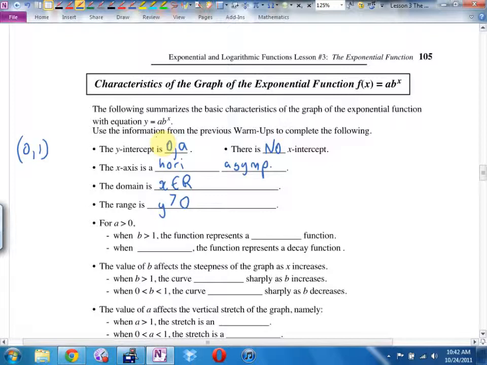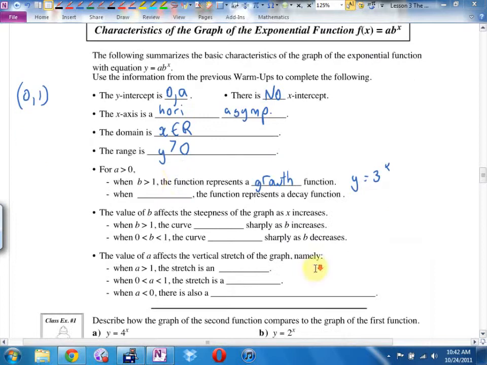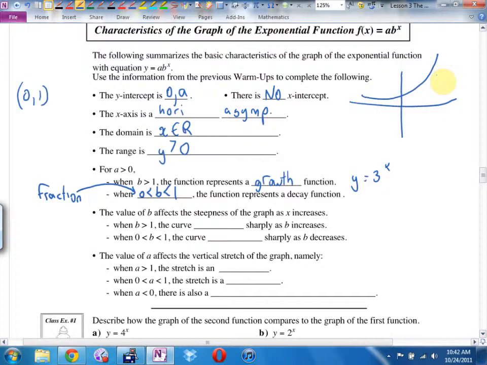If a is positive, when b is bigger than 1, for example, we call this a growth function. And when 0 less than b less than 1, when b is between 0 and 1, fancy word for that is, when b is a fraction, it's a decay function. Growth function looks like this. Decay function looks like this. Growth and decay. Don't worry about this. Let's jump straight to example 1.